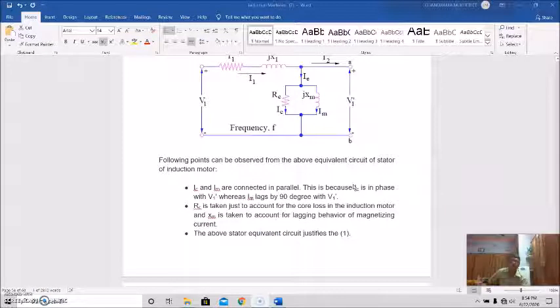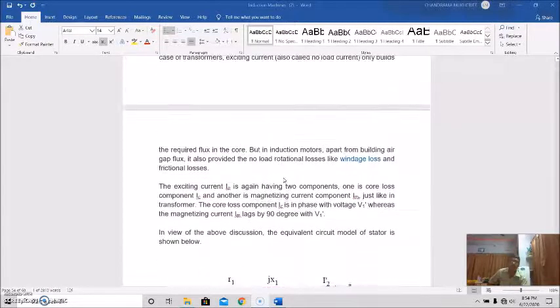So if we again discuss this portion like this, IC and IM, as I told you, are connected in parallel. This is because IC is in phase with V1 prime, whereas IM lags 90 degrees behind V1 prime. RC is taken to account for the core loss in the induction motor, and XM is taken to account for the lagging behavior of the magnetizing component in the magnetizing current. So this is the stator circuit model which justifies this equation 1.